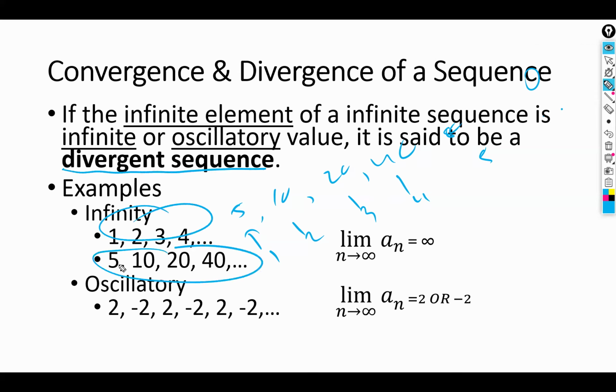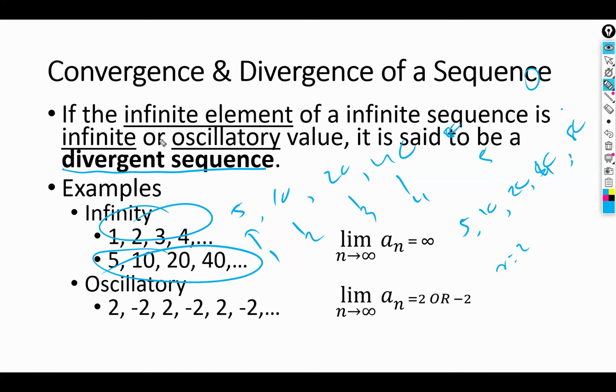So then we can tell by looking at the pattern. Right? For example, 5, 10, 20, 30. This is a geometric sequence. 20, 40, 80, where r equals 2. Again you can see it's divergent, because it keeps getting bigger and bigger and bigger.